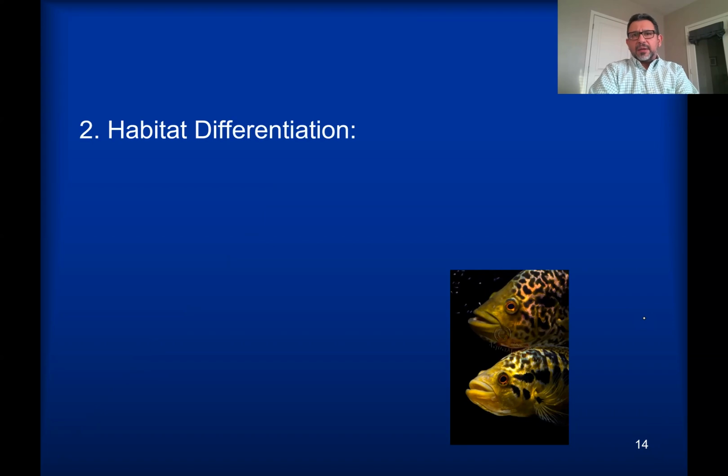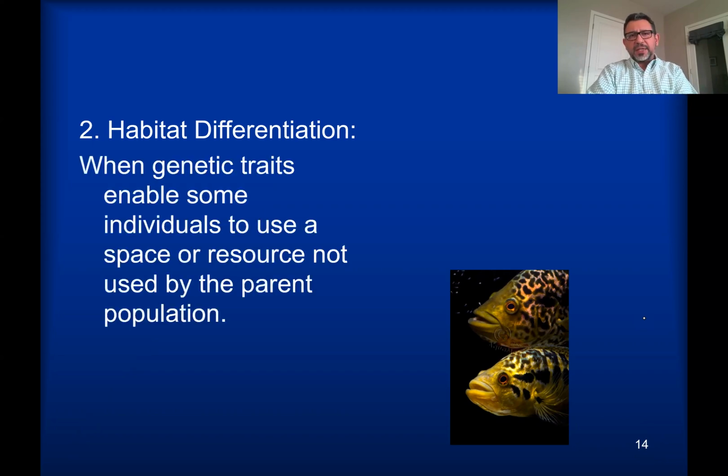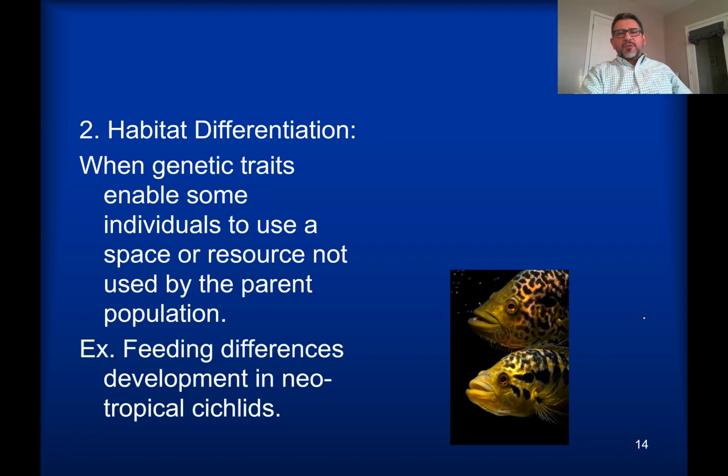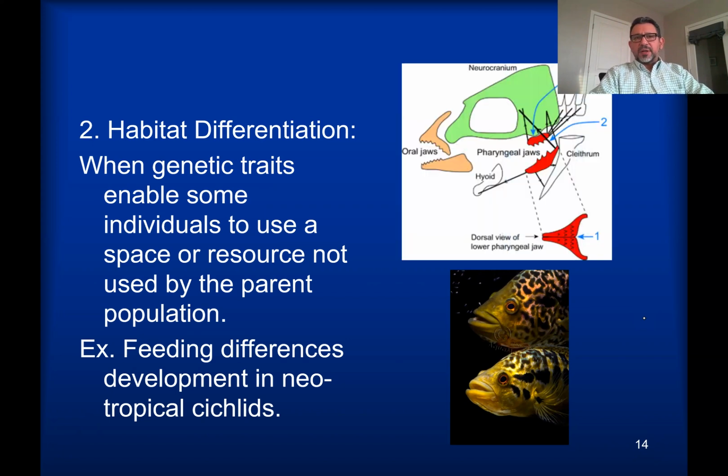Another mechanism that can lead to speciation in the same geographic location is habitat differentiation. And this time I want to share with you an example of an animal that I studied for a graduate research project. This wasn't my graduate research that led to my thesis, but just another project that I participated in, looking at the development of jaws in cichlids from the Americas.